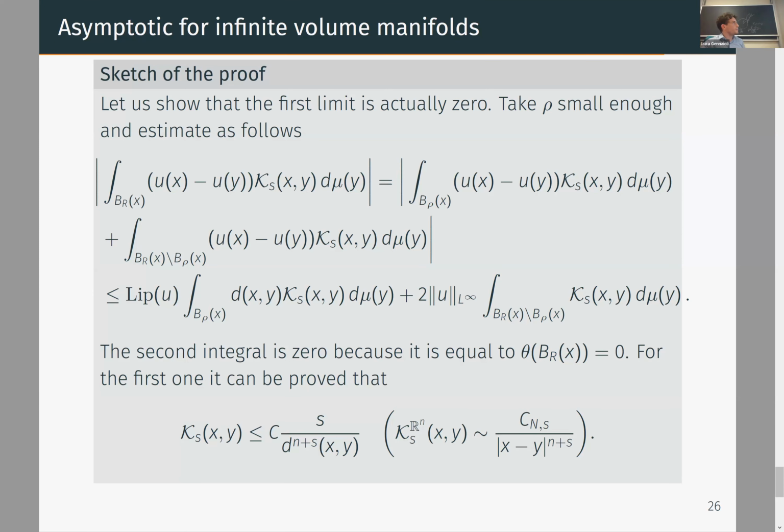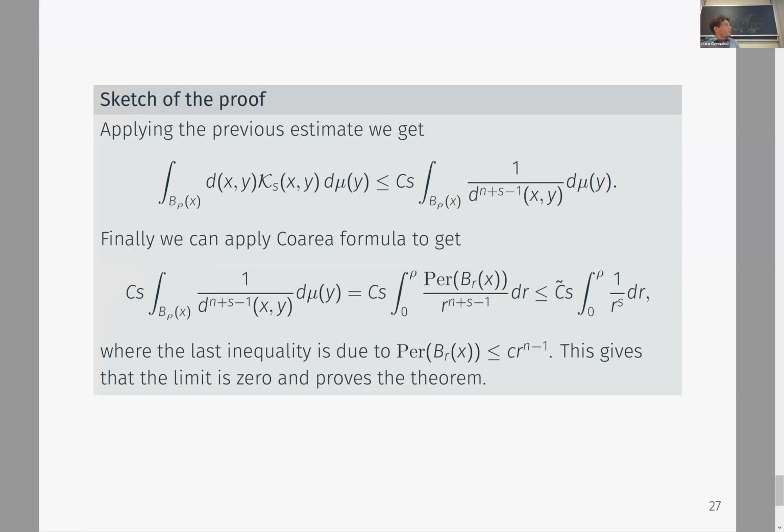Now you get that the second is 0 because the second is basically, in the limit, theta of a bounded set, and so this has to be 0. For what concerns the first one, as I told you, this kernel behaves locally like 1 over r^n. So if you stay with x and y really close, you can prove that this kernel really goes like a power of the distance function. And the power is the right one.